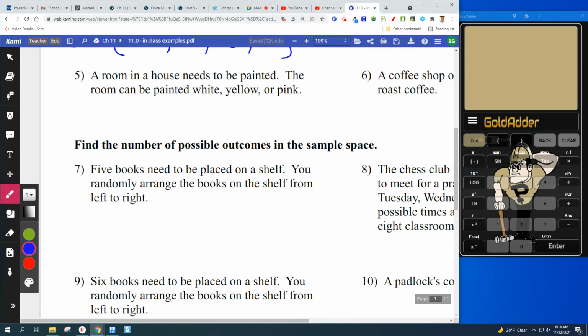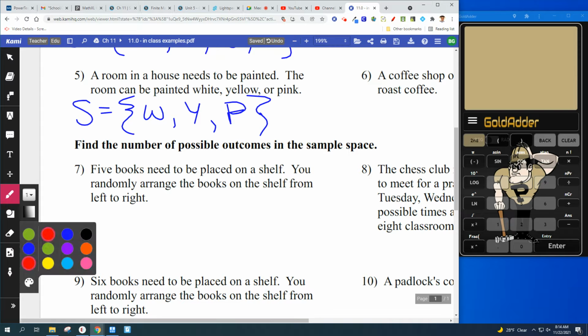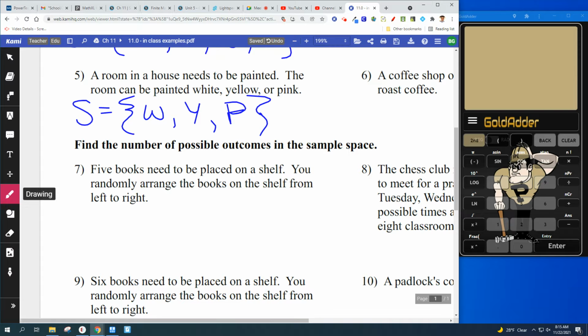So then you look at number 5. A room in a house needs to be painted. The room can be painted white, yellow, or pink. So the sample space is going to have white, yellow, or pink. Now you feel free to write out the whole word, white, yellow, pink, but that's the sample space for this problem. All right, now the next problem set is a little bit harder because now we're finding the number of possible outcomes in the sample space.